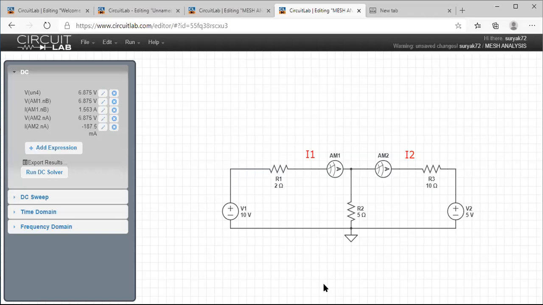Once I verified here, now you can check. What is I1? Current passing through I1 is 1.56 ampere, same as it is. And current passing through I2 is 187.5 milliampere, same as it is. We got 0.1875, so 0.1875 or 187.5 milliampere is okay. Now our theoretical and also practical results are verified. So I have done mesh analysis by using practical, by using circuits lab.